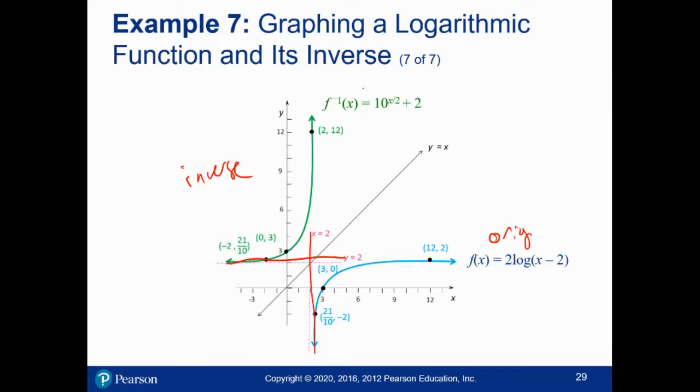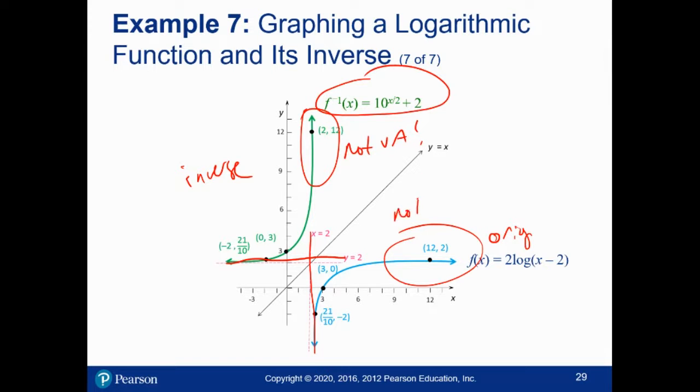As much as it looks, by the way, in this curve, this is not a vertical asymptote. Just like this is not a horizontal asymptote. It's very, very slow growing. It looks flat, but it's not. It is not a horizontal asymptote.